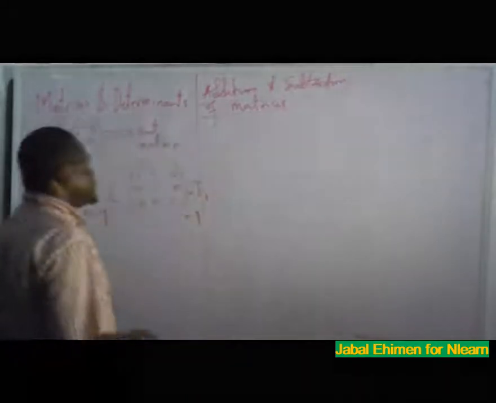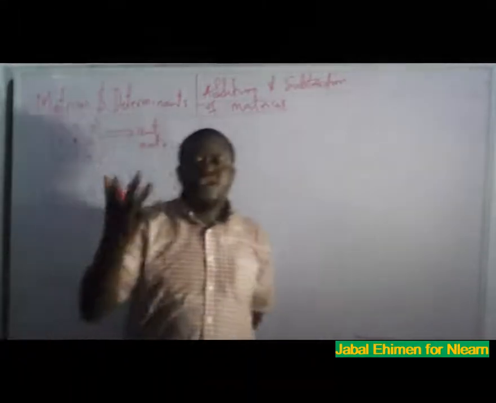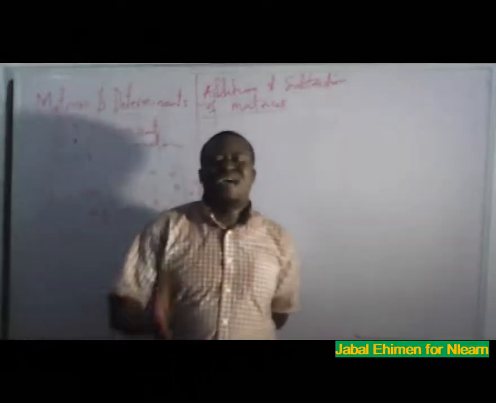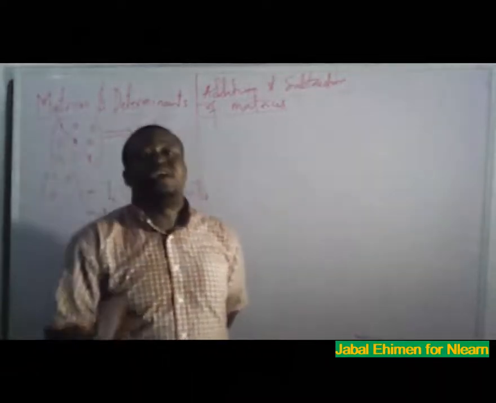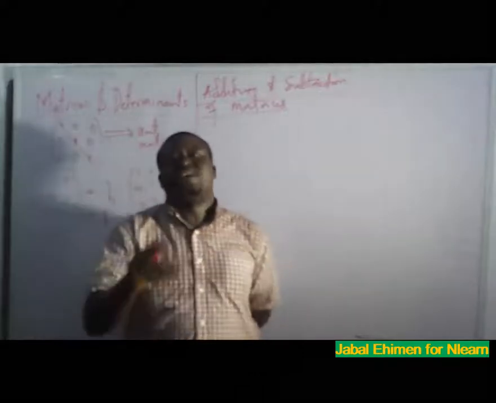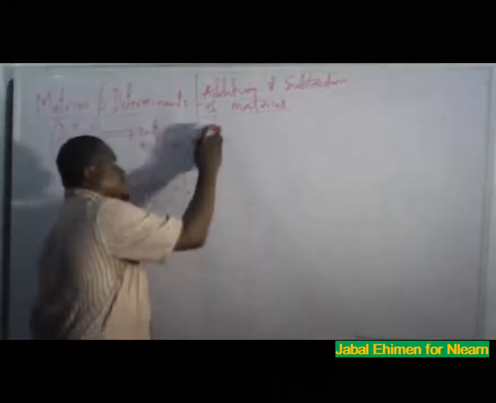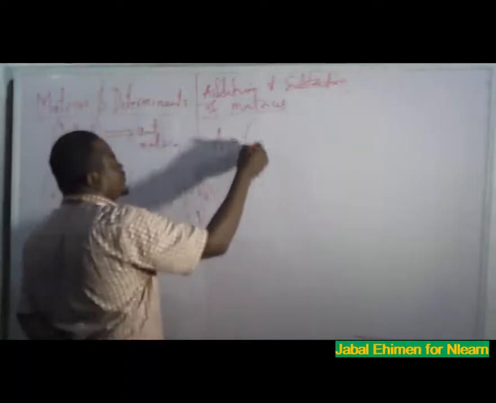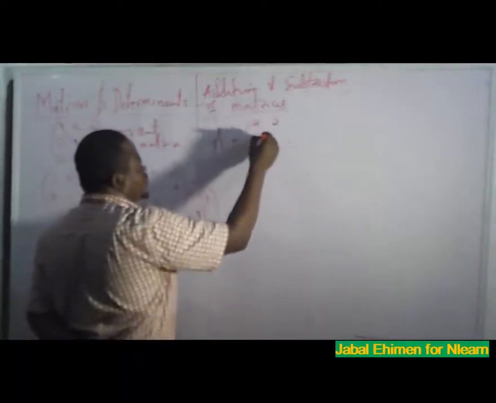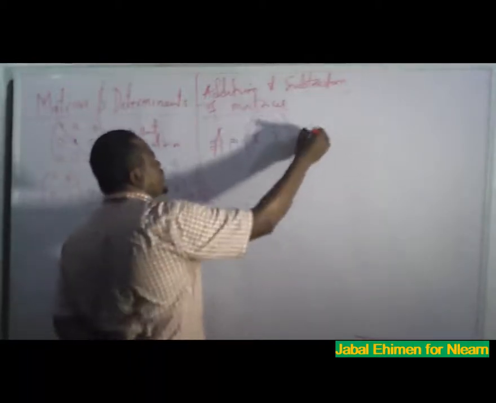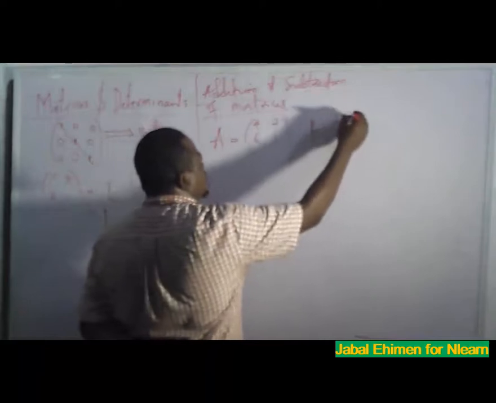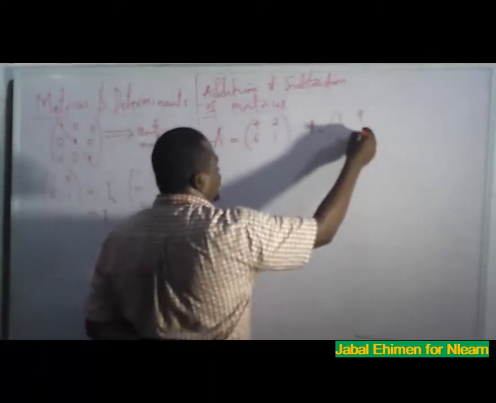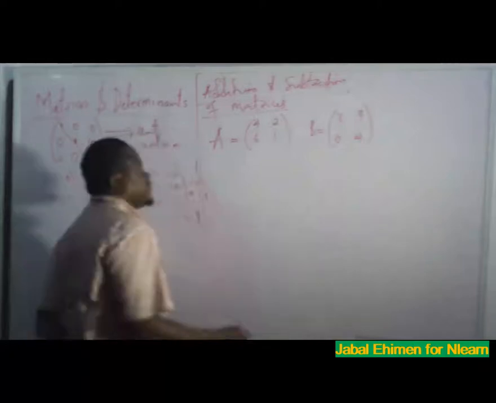Now, from here, if you want to add matrices, you add the normal way you do your normal addition. Addition and subtraction of matrices deal with addition and subtraction of the elements of the matrix. Look at this, for example. If A is 4, 2, 6, 1, and B is 3, 9, 0, 4, something like this.